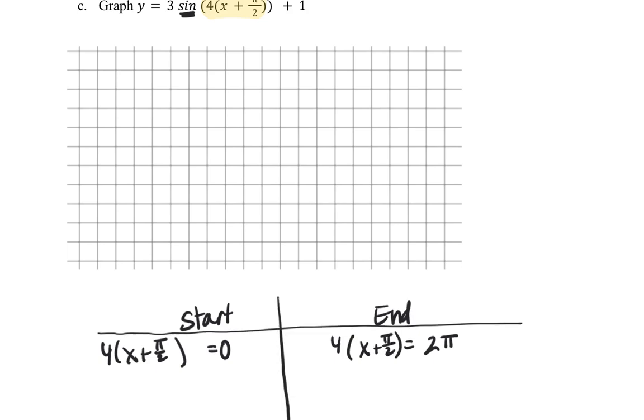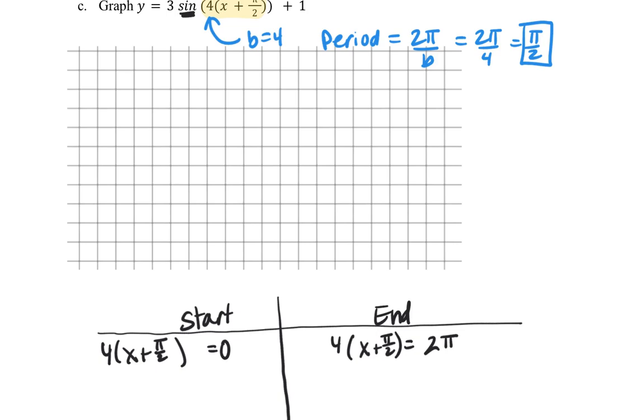Okay, also analyzing this graph, I'm looking at the 3. That's telling me the amplitude is 3. Because it's positive, there's no reflection across the x-axis. That 4 is going to help me figure out my period. The period I calculate by doing 2 pi divided by whatever that coefficient of x is. In this case, it's 4. So 2 pi over 4. So the period is pi over 2. And the 1 here tells me that I have a vertical shift up by 1 unit.